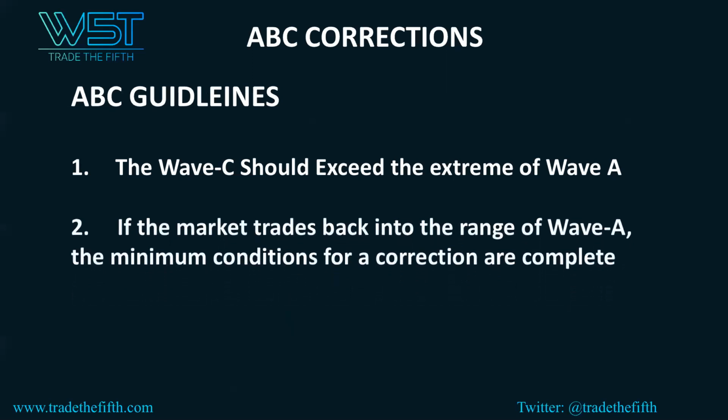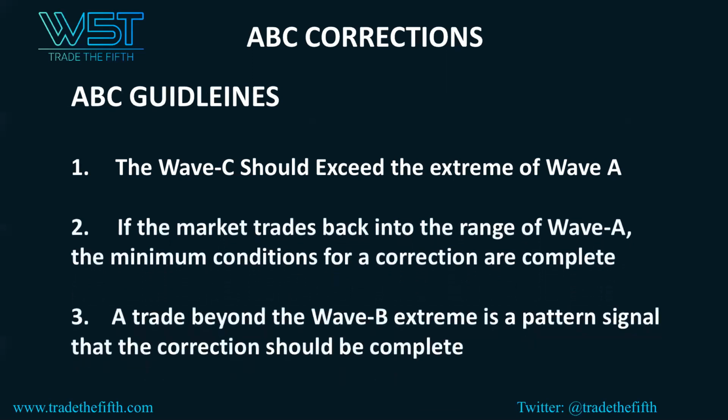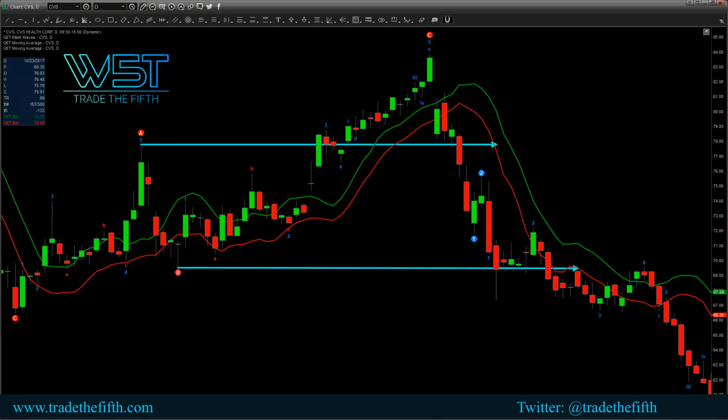So if the market trades back into the range of wave A, the minimum conditions for a correction are complete. That's the key sentence there. We want the correction to be complete if it moves back into the range of wave A. A trade beyond the wave B extreme is a pattern signal that the correction should be complete. So there are 3 statements there, and then we're going to put them on a chart.